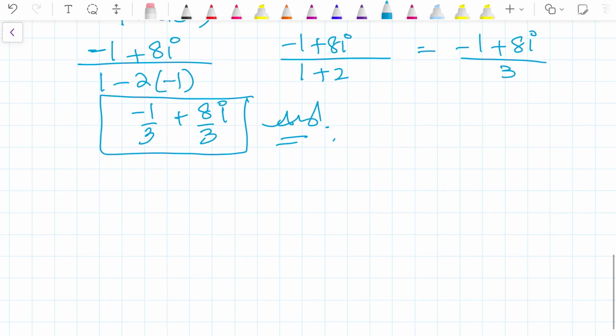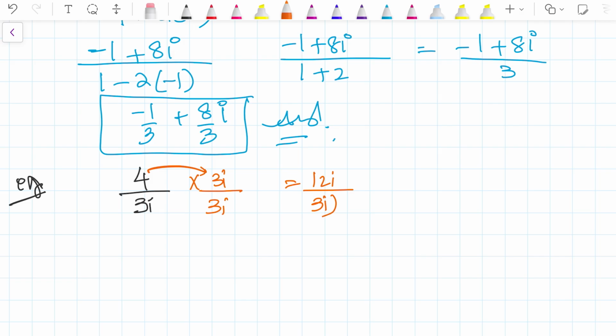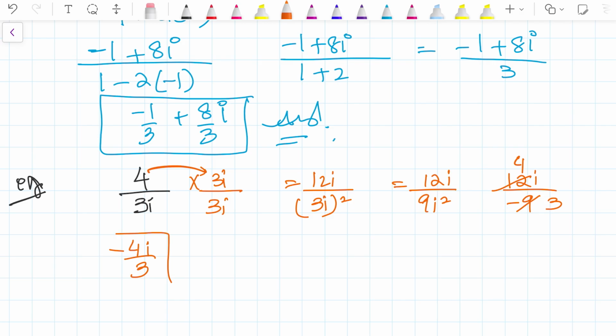All right. Let's do another example, because doing another example is very important. How do we divide this kind of a complex number where there is just a single denominator, which is an imaginary number? Just multiply and divide by 3i. We don't need a conjugate here. 4 into 3 is 12 iota, 3 iota square. 12 iota divided by iota square is minus 1. 3 times 3, 3 times 4, so it becomes minus 4 iota upon 3.